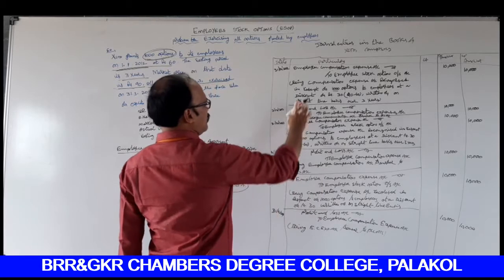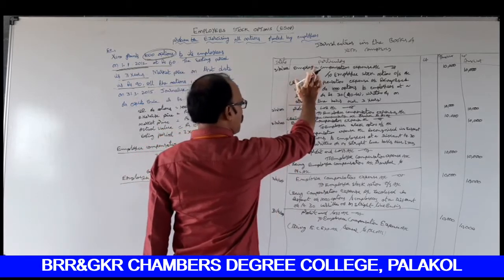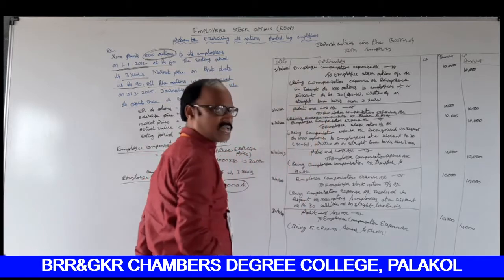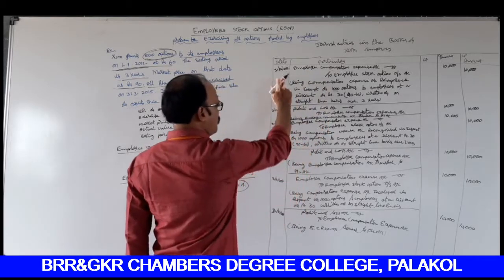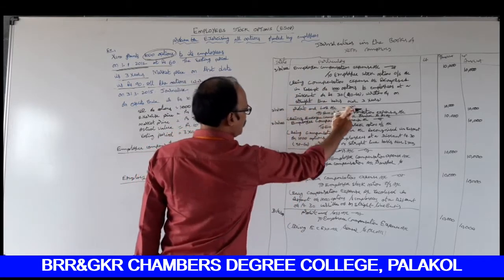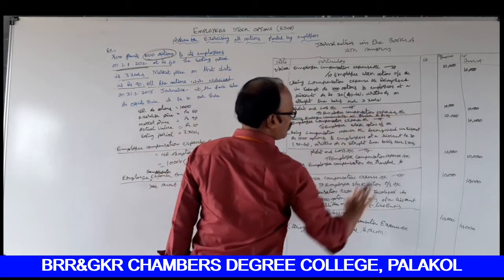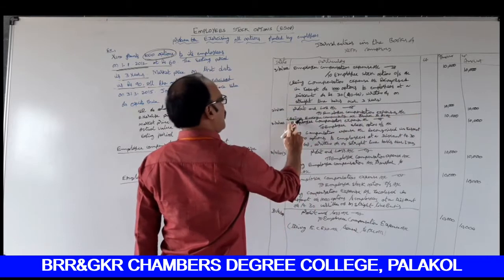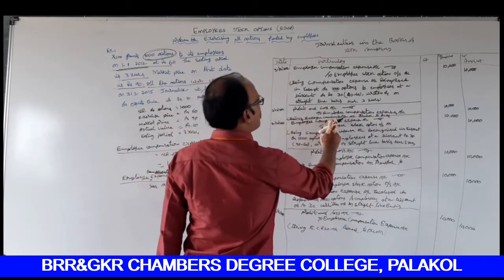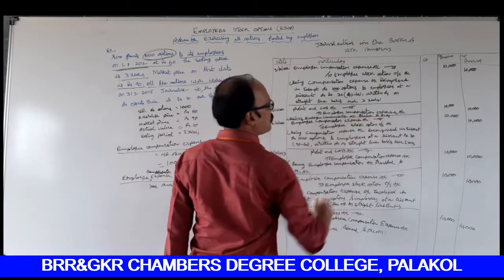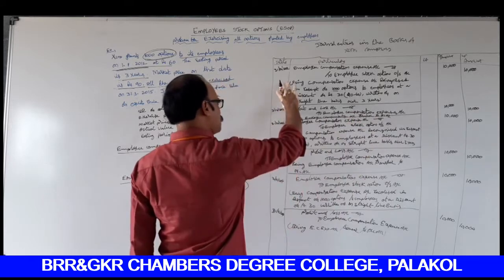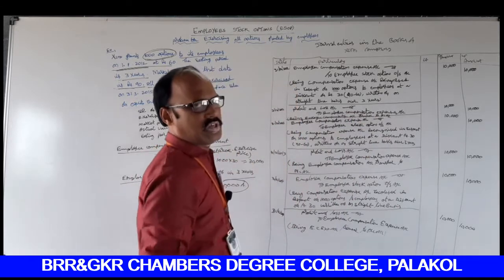Next general entry: this employee compensation expense account transfers to profit and loss account. Profit and loss account debit to employee compensation expense account 10,000. Being employee compensation account transferred to P&L account. These are the two general entries for the first year.